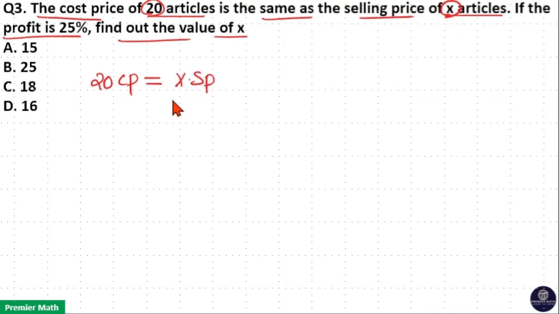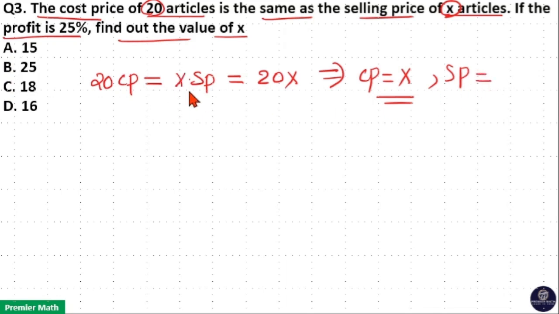So X into SP is equal to, if I take cost price of 20 articles and selling price of X articles as 20 into X, that is 20X. Then you can see cost price will be equal to 20 and 20 cancel. Cost price will be equal to X. And selling price will be equal to, here X and X cancel. So SP is equal to 20. So here I got cost price as X and selling price as 20.